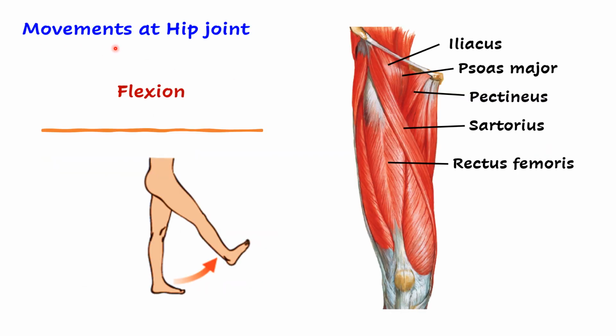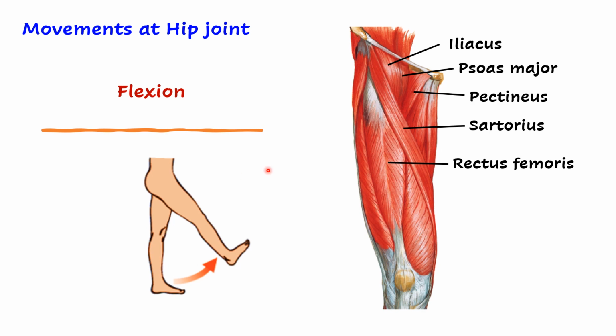We will now look at the movements at the hip joint. The movements possible at the hip joint include flexion, extension, adduction, abduction, medial rotation and lateral rotation. We will begin with flexion at the hip joint. So in this picture you can see the flexion at the hip joint. The thigh is taken forwards.